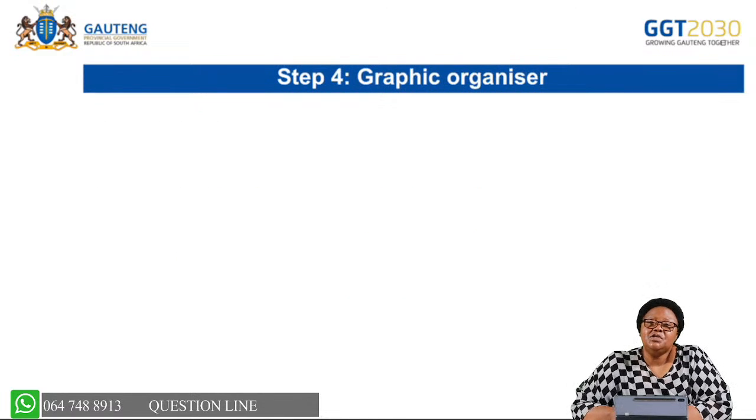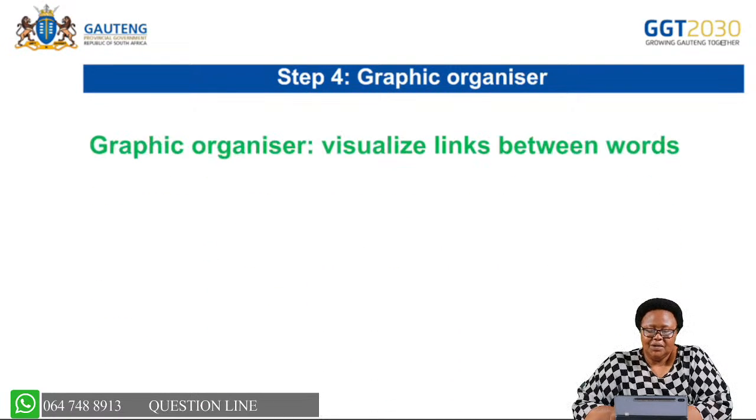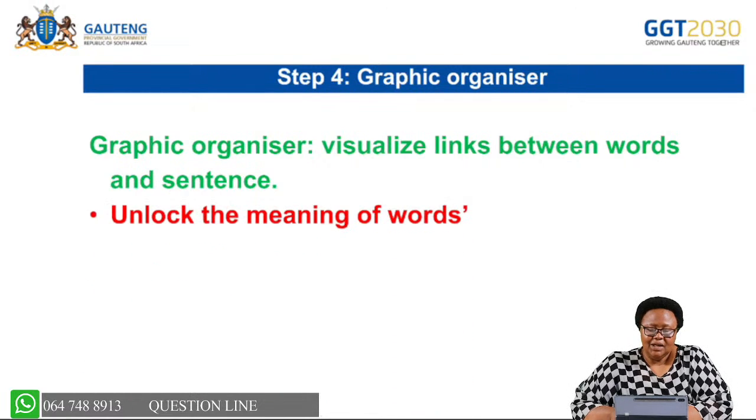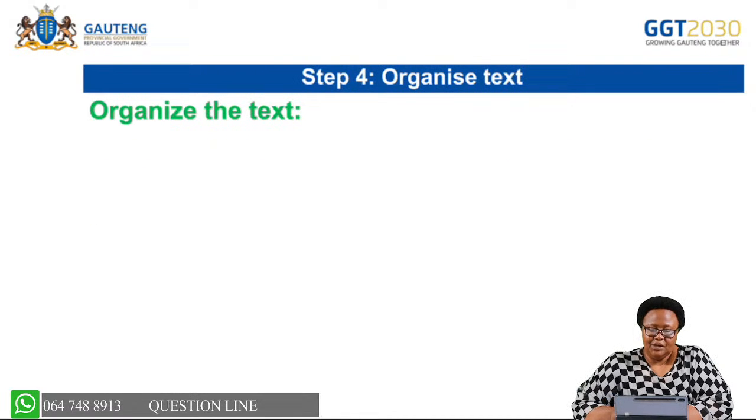Okay, now we're coming to step 4. How to organize, graphic organizing the passage. In a graphic organizer, you visualize links between words and sentences in order to unlock meaning. And then still on step 4, how to organize the text.